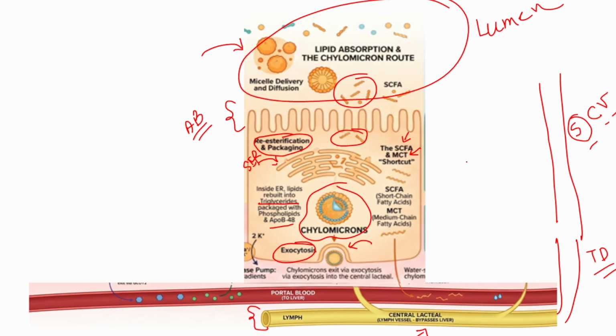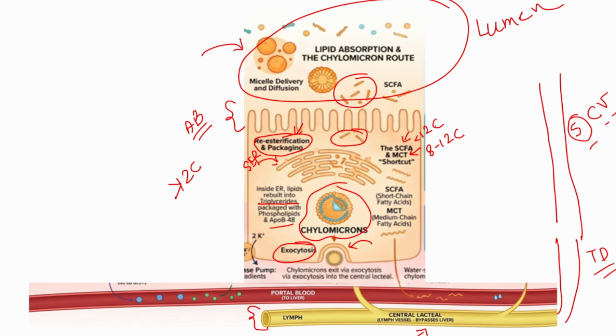This pathway relies entirely on the chain length rule. While long-chain fatty acids containing more than 12 carbons must follow the mandatory chylomicron route through the lymph, short-chain fatty acids, SCFA, those that have carbon number less than 12, and medium-chain fatty acids containing 8 to 12 carbons behave differently. Because these shorter chains are significantly more water-soluble, they bypass the entire re-esterification process and enter the portal blood capillaries, bypassing the lymph system completely.